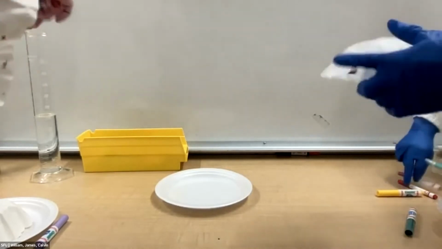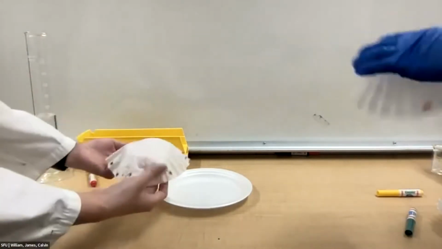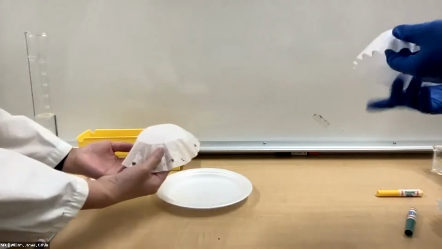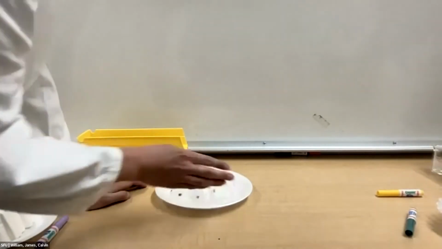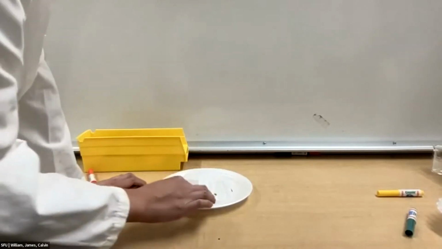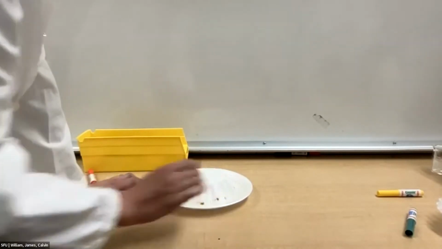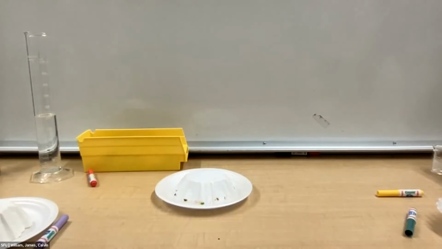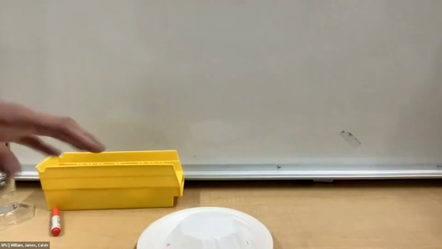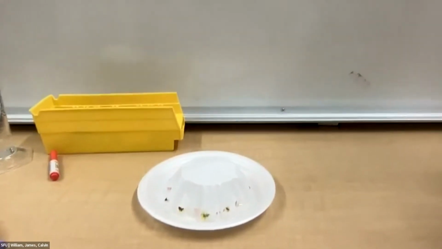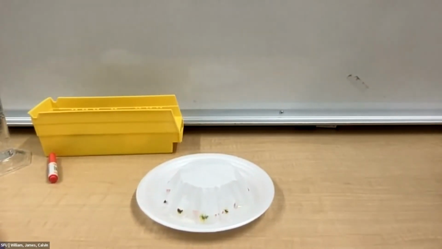Okay. And what I'm going to do is carefully stand this up in the plate and let it soak in the water. You don't want to push it down. You want to let it soak from the bottom up. Okay, so I'm going to let that happen, and you can watch very carefully here and see that the colors slowly start to spread out.